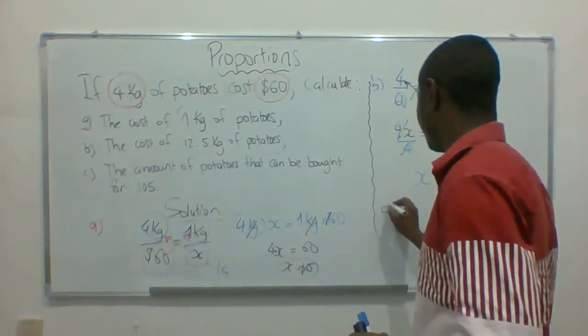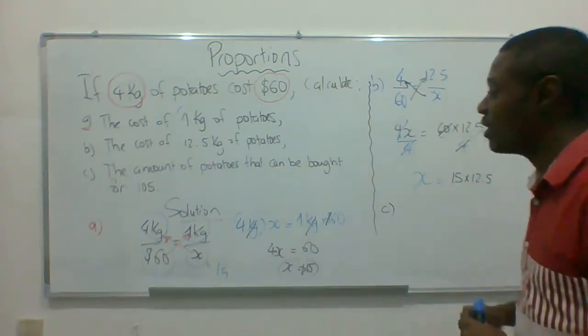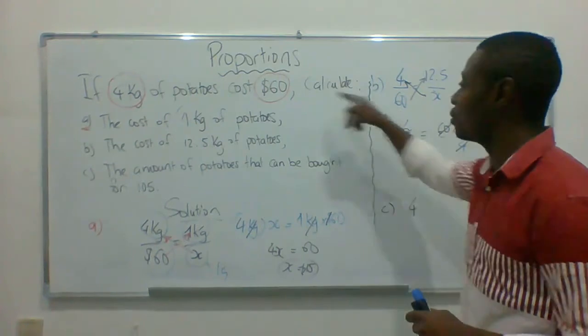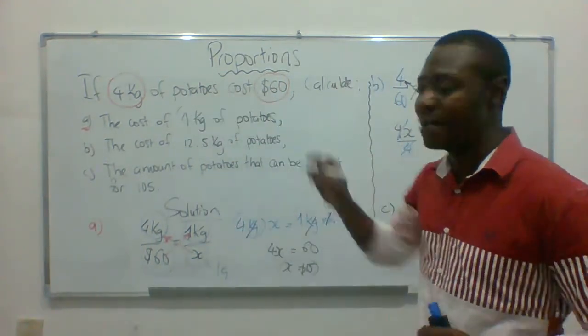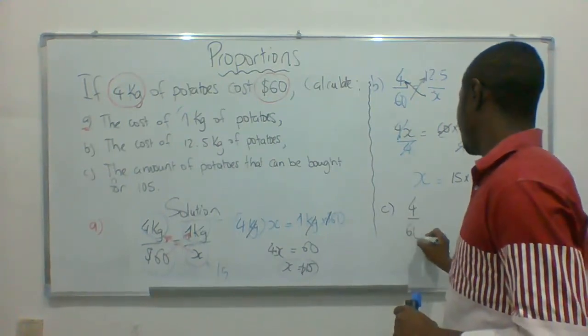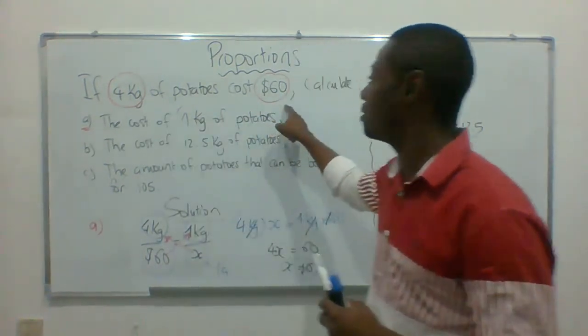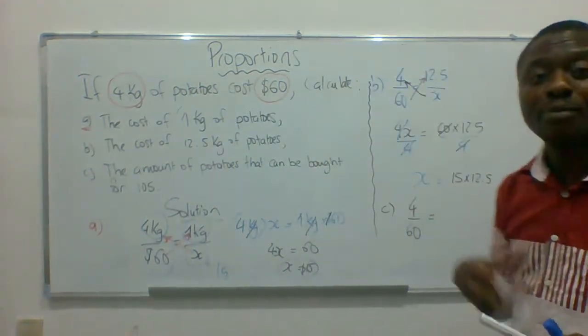Now C. In question C, you need to find the amount. So let me keep the ratio. See, the ratio comes everywhere. I need this ratio. 4 over 60. 4 kilograms, $60. 4 kilograms, $60. That ratio is important. Then I put the equal sign to make a proportion.